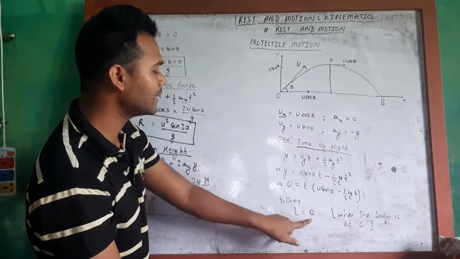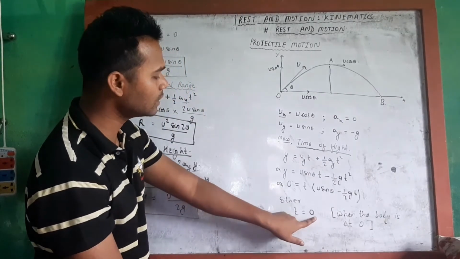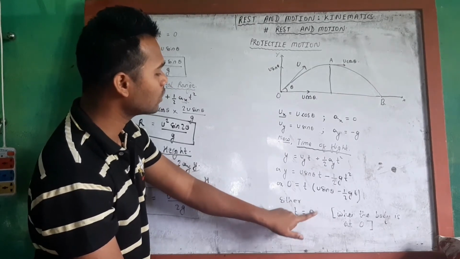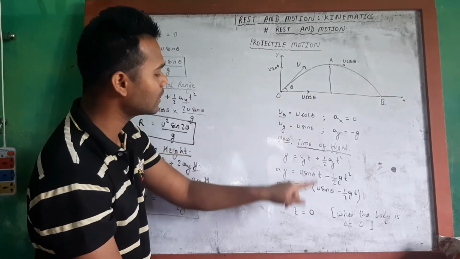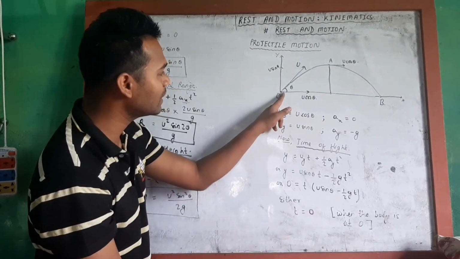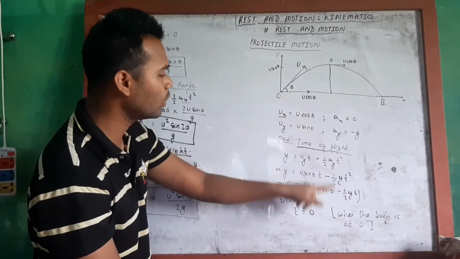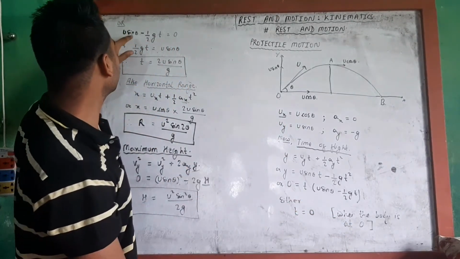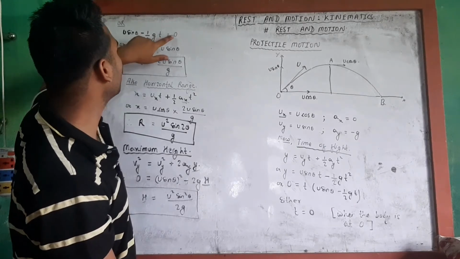This gives t is equals to 0. That means this equation tells that the y coordinate of the projectile is 0 at a time t is equals to 0. That means initially the y coordinate is 0 when the body is at O. Again, u sin theta minus half gt is equals to 0.